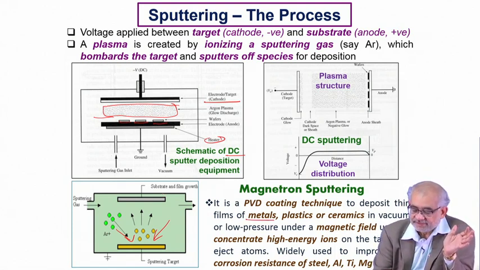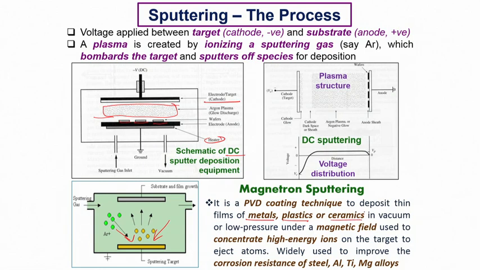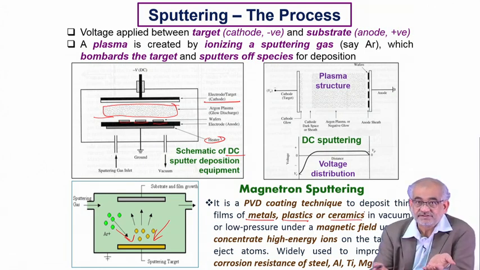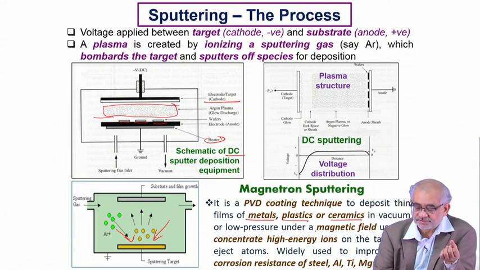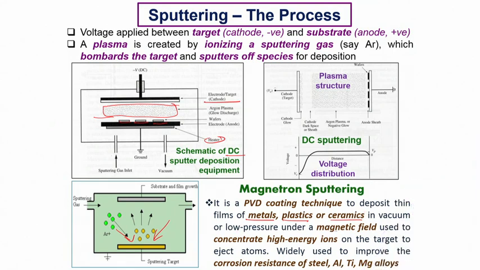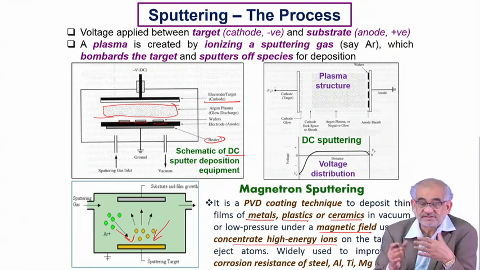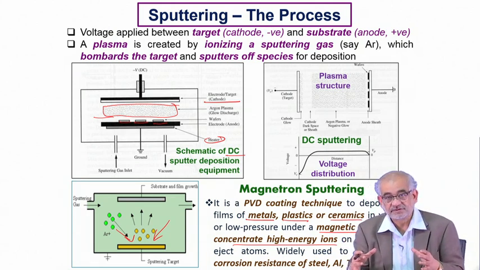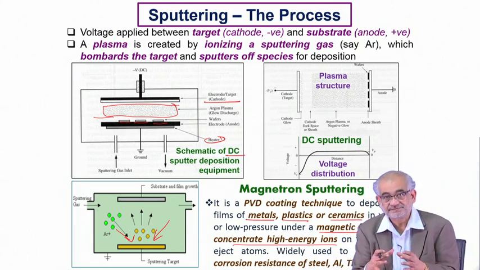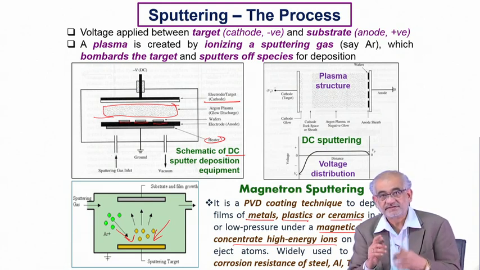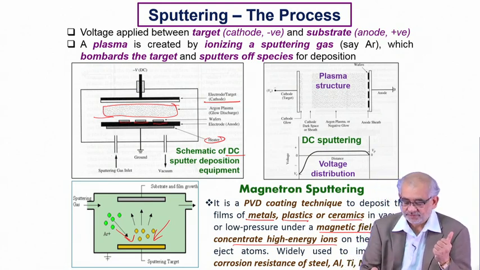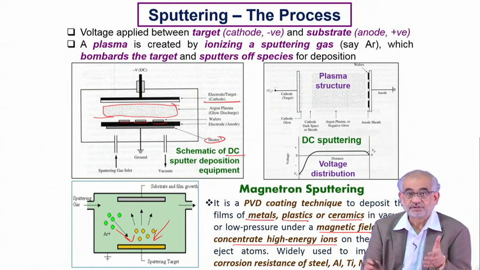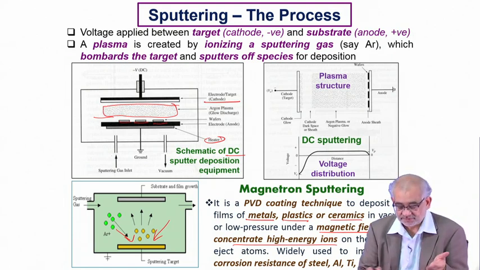So, you can deposit metal, you can deposit plastics or ceramics. That's the beauty. This is actually independent of the chemical nature of the coating that you want to deposit. So, you use low pressure under a magnetic field to concentrate high energy ions. This is typically done in magnetron sputtering, where the magnetron, high flux magnets, actually confine the plasma in a smaller region and in the process make the deposit more uniform and compositionally more correct.